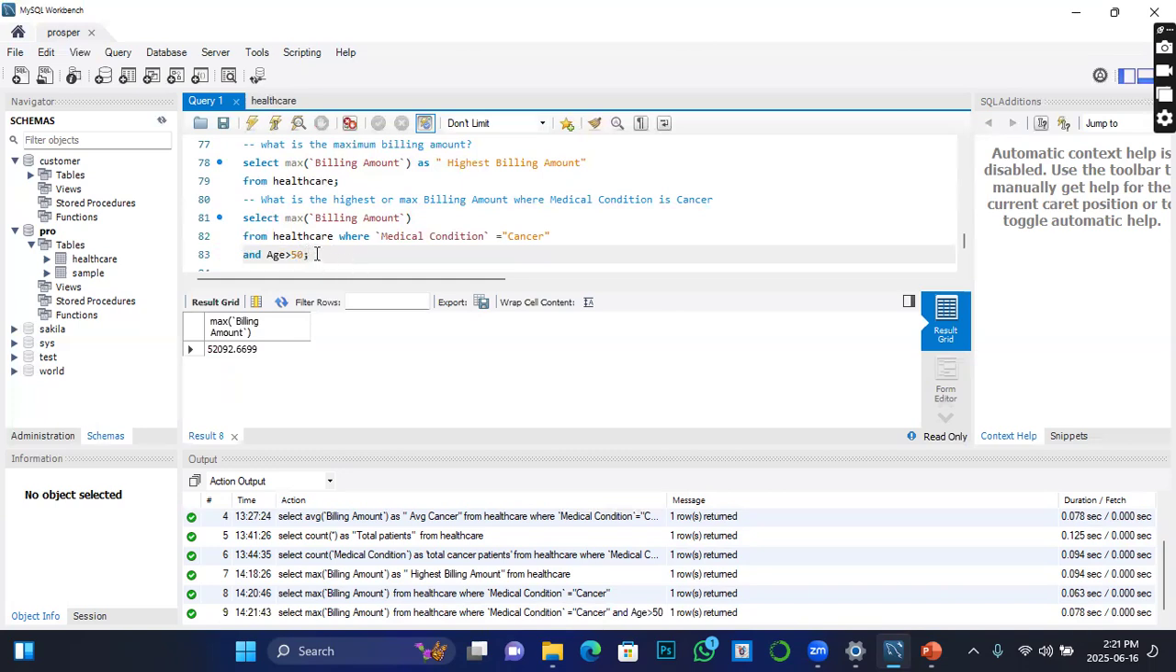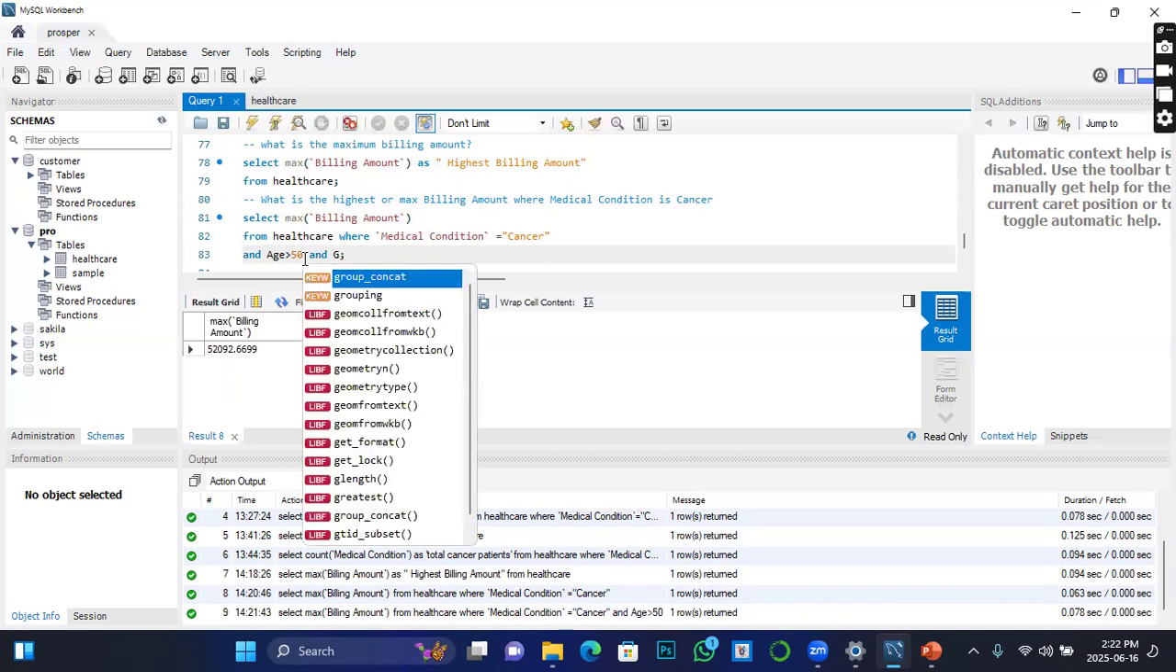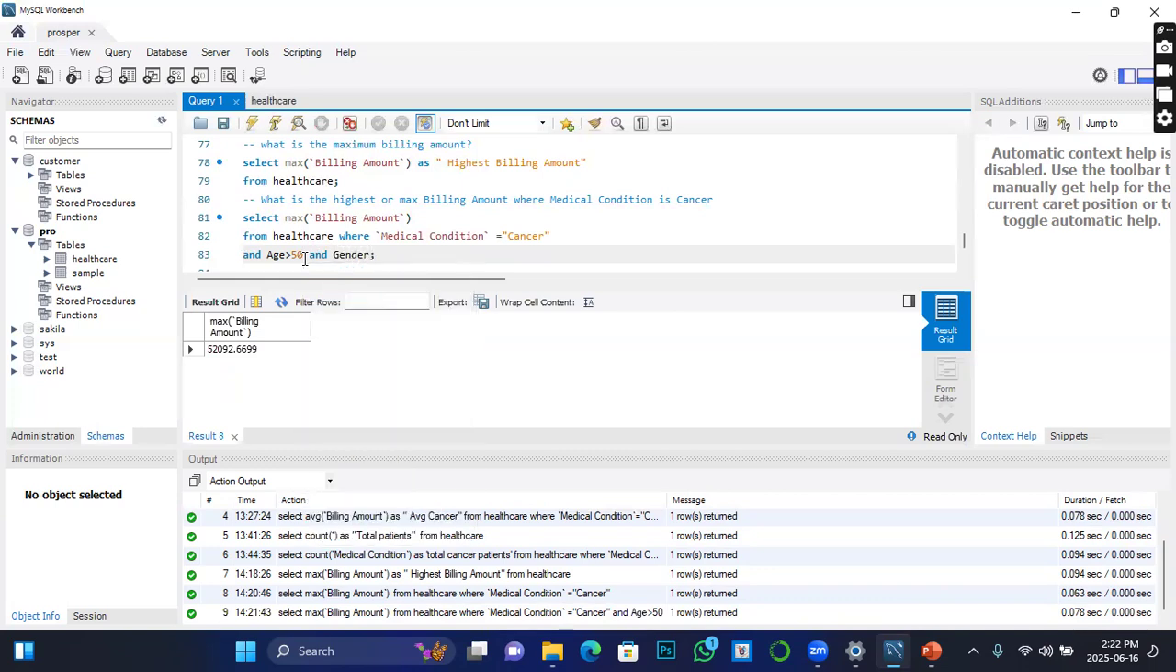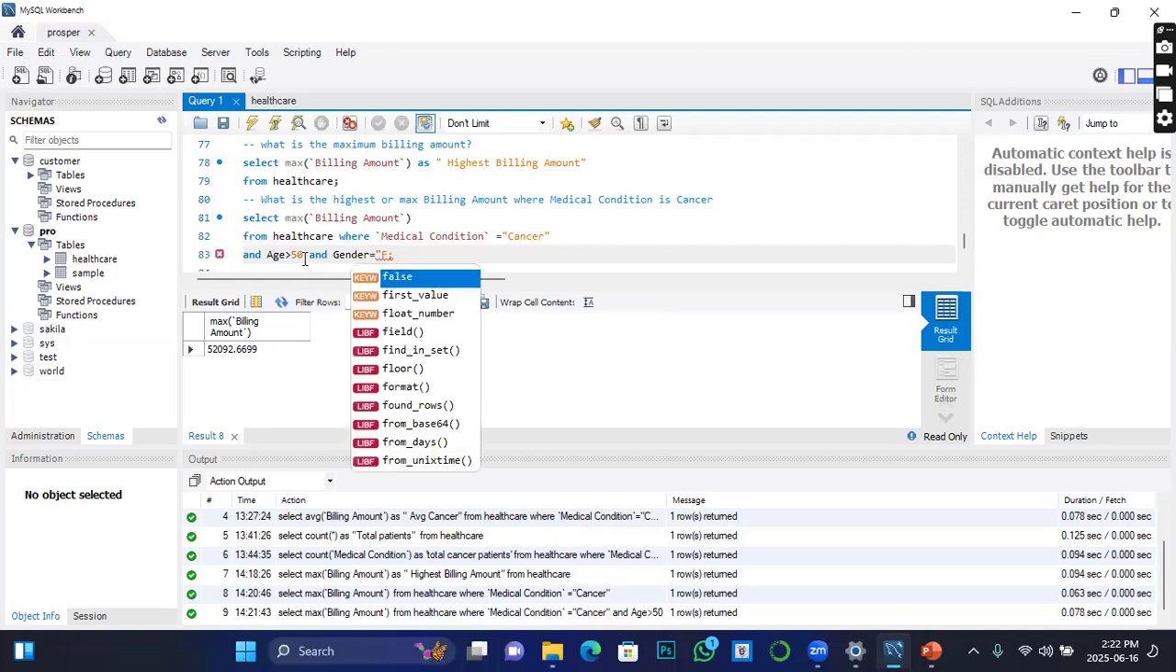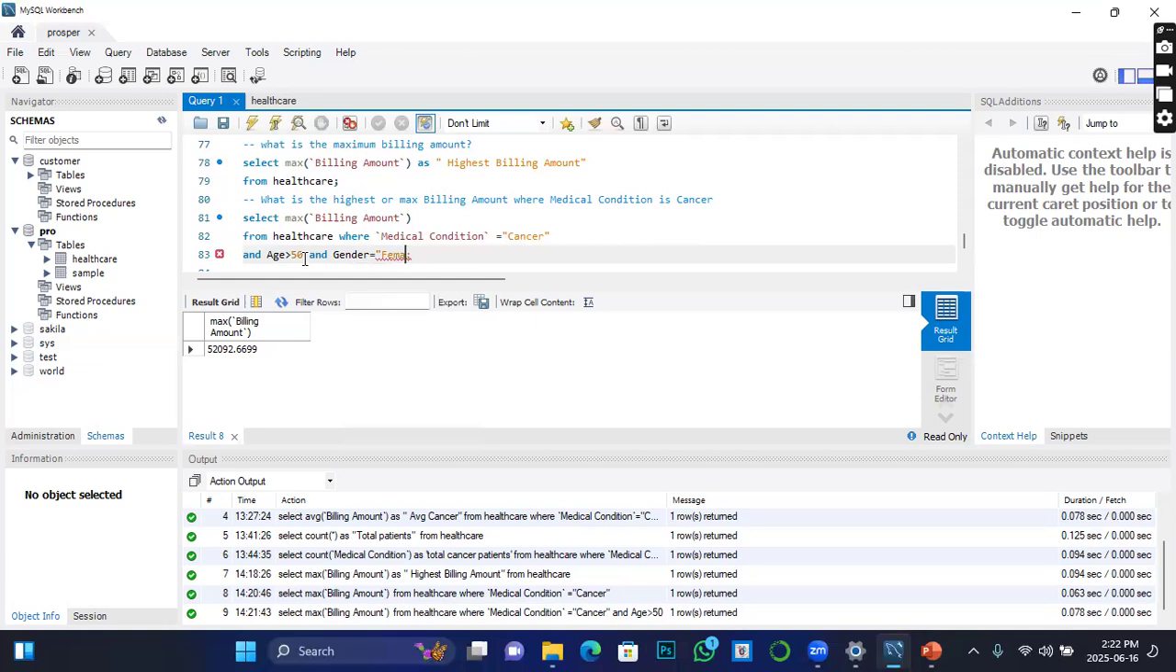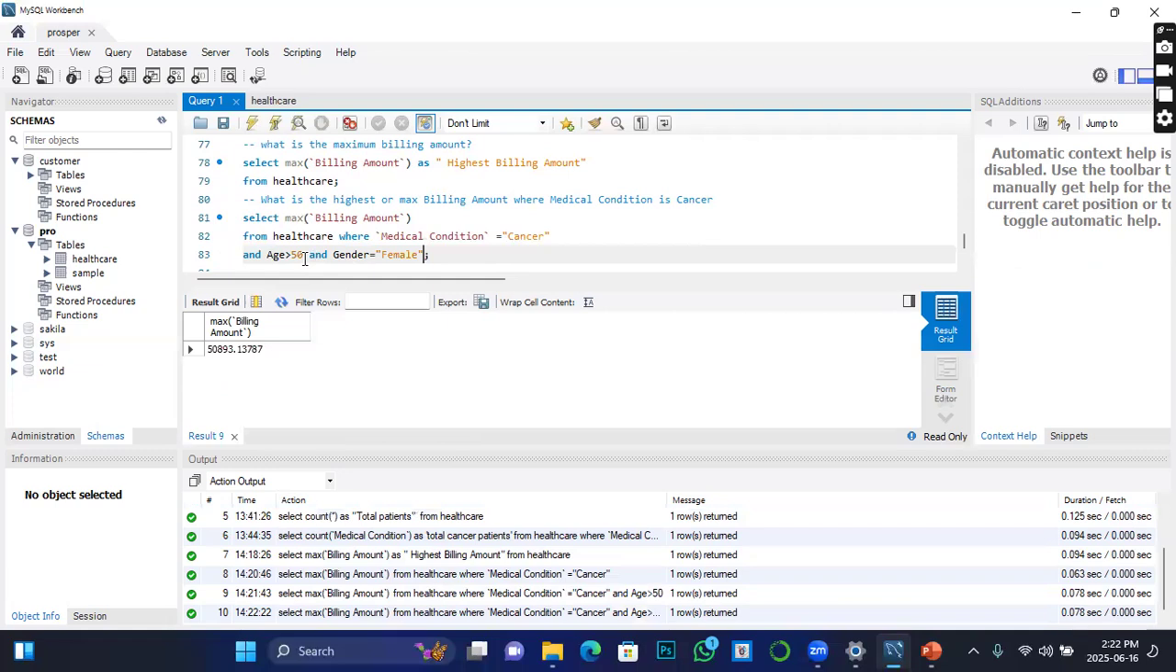And gender equals to female. And gender, is it sex or gender? Gender. The first letter is capital letter. Gender is equal to what? Is it spelled full or male? F-E-M-A-L-E, first letter capital letter. This is it. Can go like that.